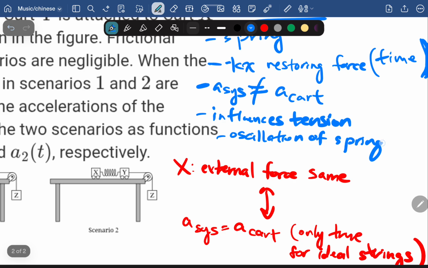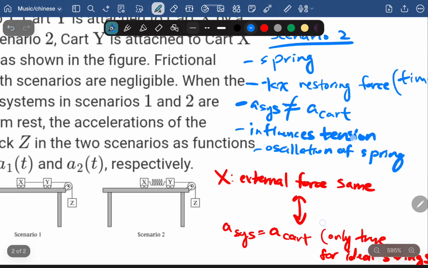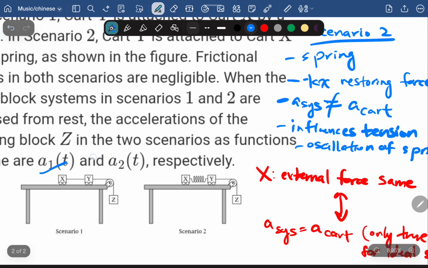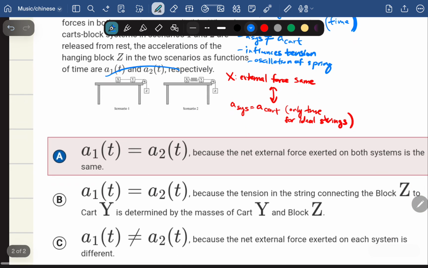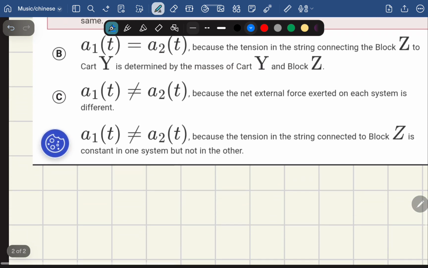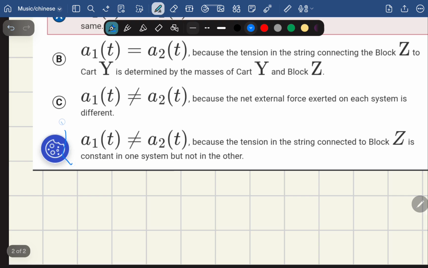And it is not that simple to conclude that A1t and A2t are always equivalent. So by that logic, we have to say that A1t is not exactly equal to A2t, and this is the best answer choice in this scenario.